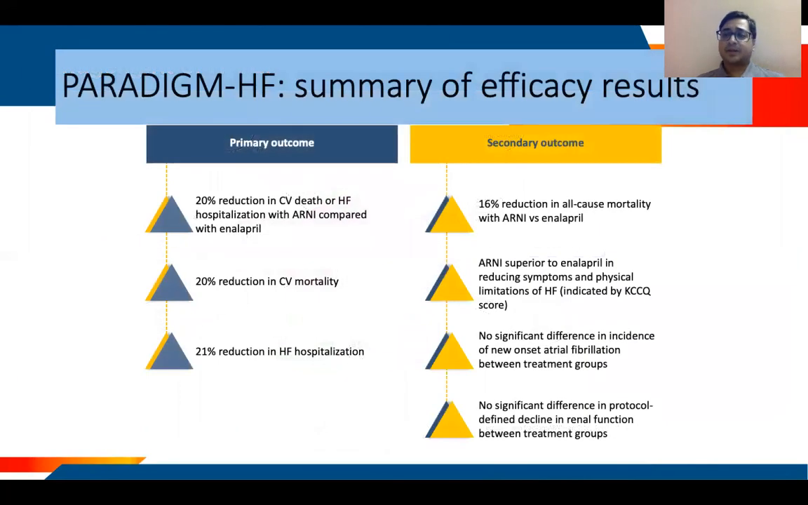This is the PARADIGM-HF trial. I'm not going into details, just a few facts in short. There was a 20% reduction in cardiovascular death or heart failure hospitalization with ARNI compared with enalapril: a 20% reduction in CV mortality and a 21% reduction in heart failure hospitalization as the primary endpoint, and as a secondary outcome, a 16% reduction in all-cause mortality when ARNI was prescribed versus enalapril. ARNI was also superior to enalapril in reducing symptoms and physical limitations of heart failure on the Kansas City questionnaire, and that implies an improvement in quality of life.